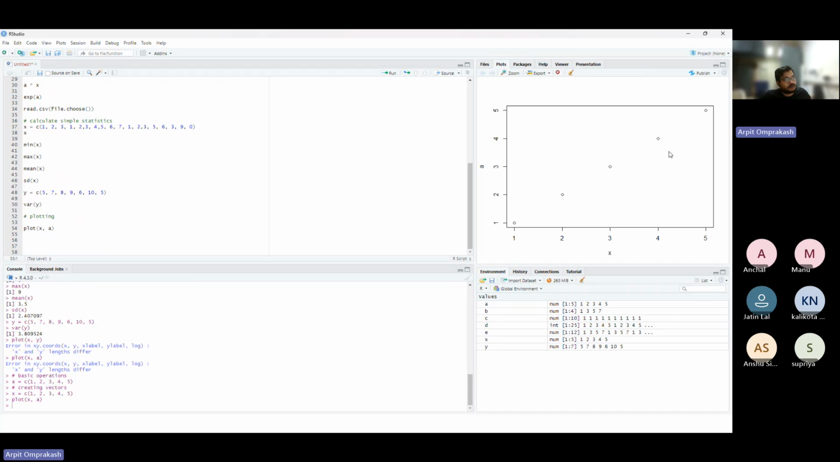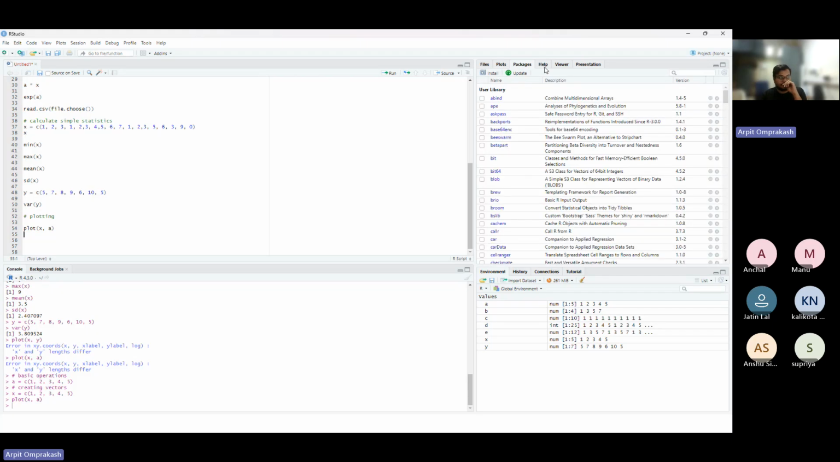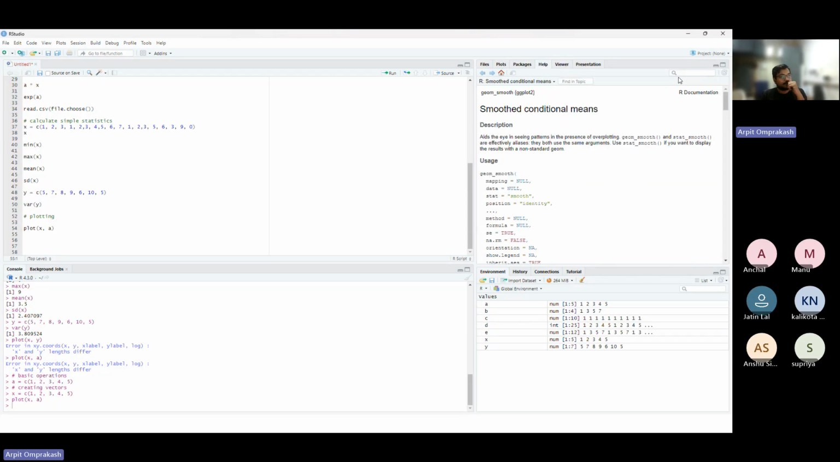So this window is where you get all the plots. This is also where you can browse files. You can install more packages. So R has these packages, which are pieces of code that you can use in your work, which other people have written and shared. Then we have this help place where you can go and search for anything.